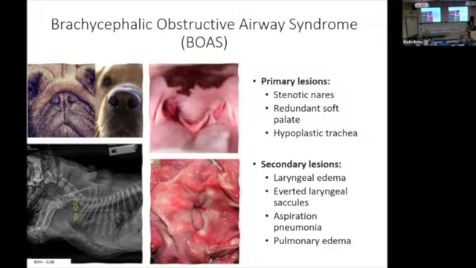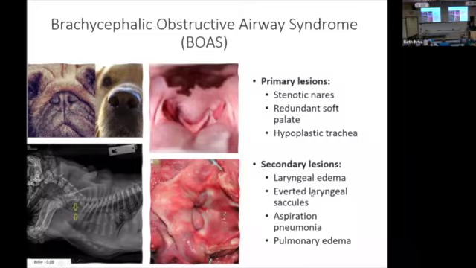So your trachea is too small, your nose holes are too small, and you have a palate hanging in your way. You can't breathe. Therefore, you develop secondary lesions. So severe dyspnea causes laryngeal edema just from the extra work of breathing. These are the laryngeal saccules here. So the vocal folds are right here, and there should be that little pocket that goes inward. They should be inverted. You should not see them. With laryngeal edema and severe dyspnea, they will evert into the larynx and cause more obstruction.